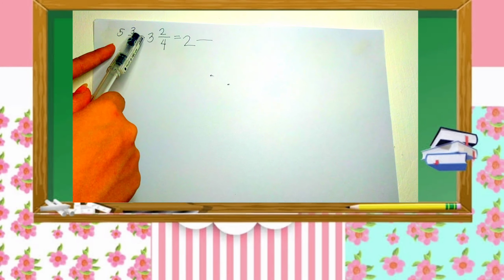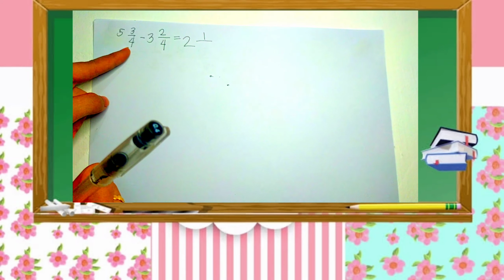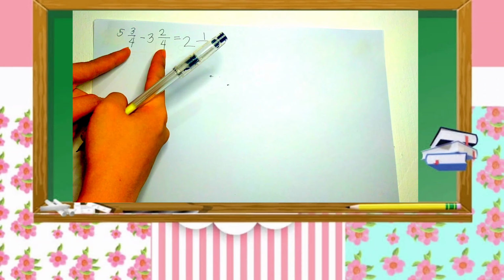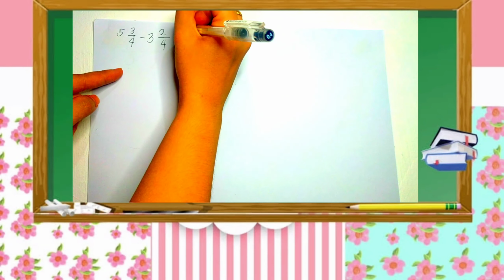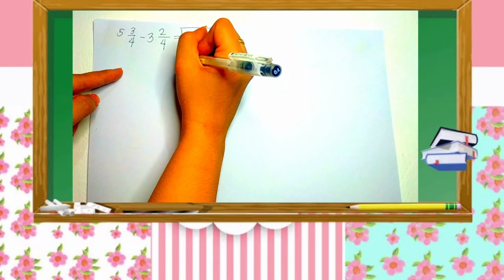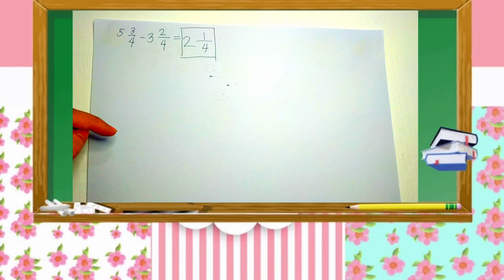Subtract the numerator. 3 minus 2 equals 1. And copy the common denominator, which is 4. So the final answer is 2 and 1/4. Since 2 and 1/4 is already in the lowest term, no need for us to change it.